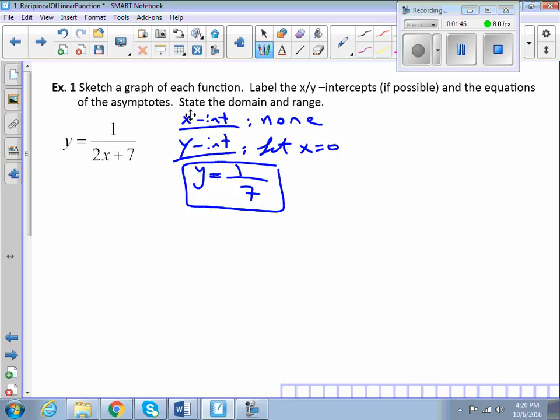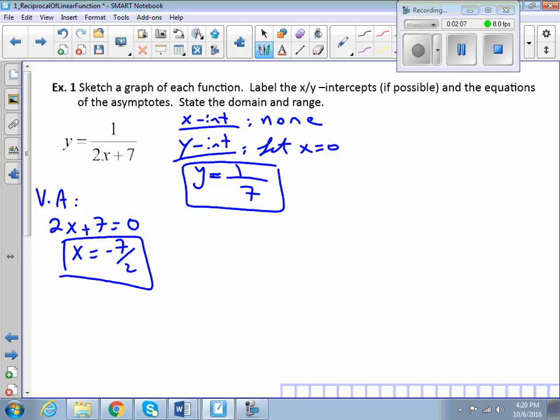Okay, so that's one of my important points. Another thing that we said is important for us is finding the location of the vertical asymptote. We said that the vertical asymptote is where the function is undefined, so when the denominator is equal to 0. So to find the vertical asymptote, I set 2x plus 7 equal to 0, which makes x equal to negative 7 over 2. So that's the equation of my vertical asymptote. You see it's a vertical line, and that's the equation for it.